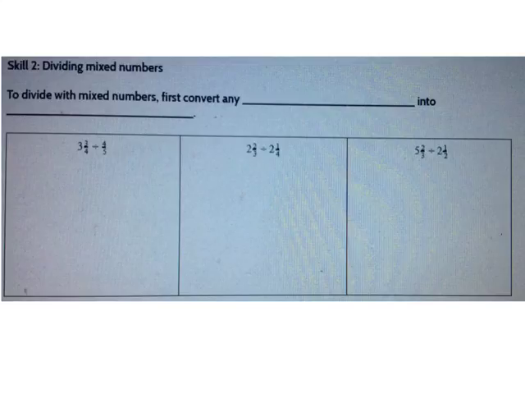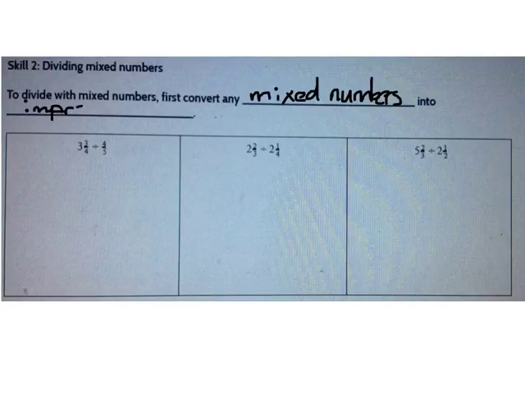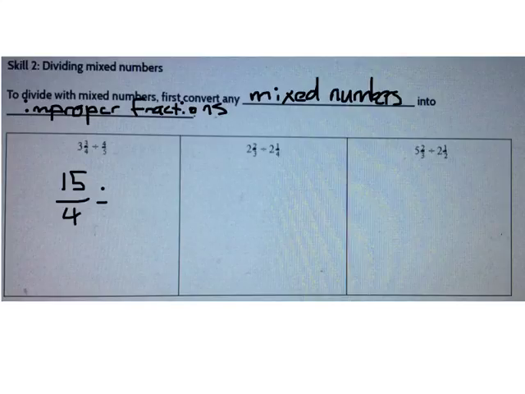We also talked about dividing mixed numbers. When you divide mixed numbers, remember, first convert any mixed numbers into improper fractions. Then we can divide. So let's do it. 3 3/4 divided by 4/5. How would I write 3 3/4 as an improper fraction? Well, 4 times 3 is 12, plus 3 more is 15/4. So I have 15/4 divided by 4/5.